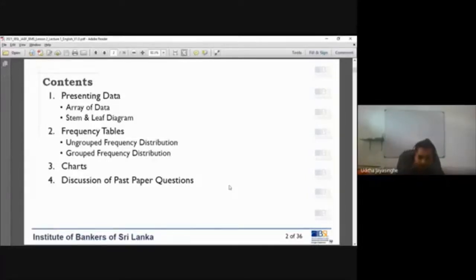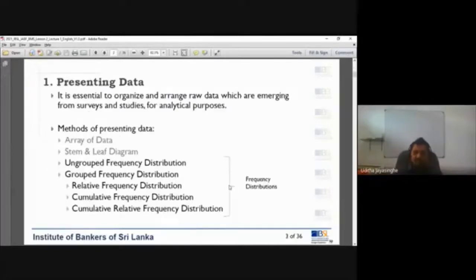Okay, right. So first, we need to understand why we need to present data. It's nothing but organizing and arranging the raw data, which can be emerging from a survey or a study, for analytical purposes or for decision making purposes. That's the whole idea of presenting data. So the methodologies that we can use to present this data, I have summarized here.